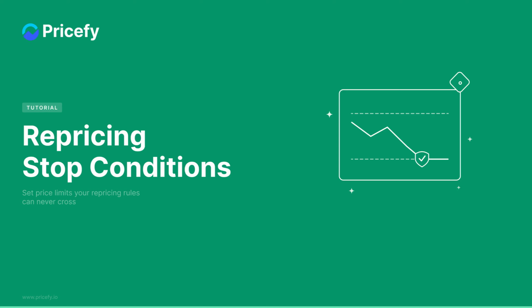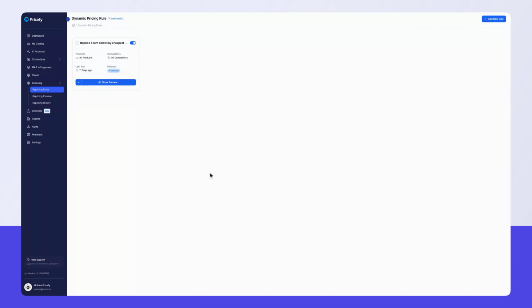Set safe price limits on your repricing rules. Here's how. Repricing rules follow your competitors automatically. A stop condition is the safety limit that keeps them from ever applying a price you don't want.